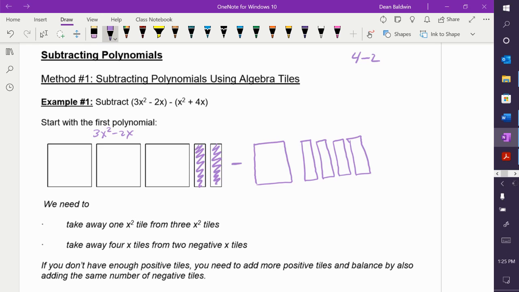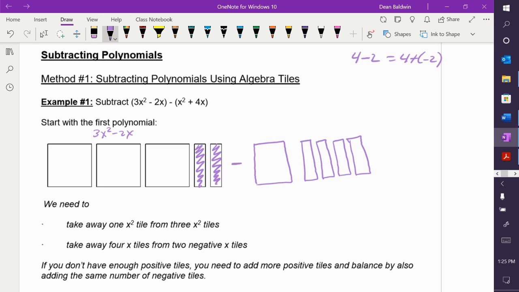when you're subtracting, that's the same as adding the opposite, correct? Does everybody agree with that? Like if I said 4 minus 2 is the same as 4 plus negative 2. Is that a true statement? Yes? When you're subtracting, you're really just adding the opposite, okay? That's how we're going to do it with algebra tiles, okay?